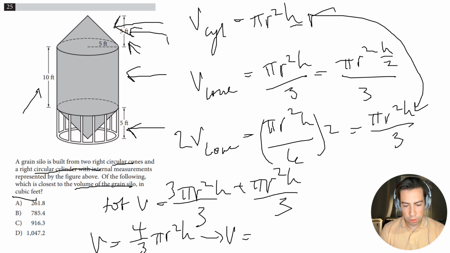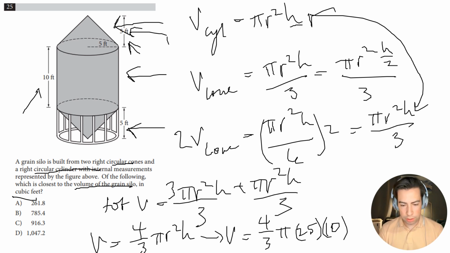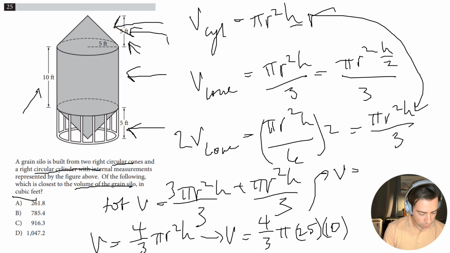And if I plug in my value for the radius, it's going to be 4/3 pi 5 squared, which is 25. And then the height is 10. So if I plug this into my calculator, let's see, 4 divided by 3 multiplied by pi multiplied by 25 multiplied by 10. And I will get 1047.2 as my answer, and that matches with answer choice D.